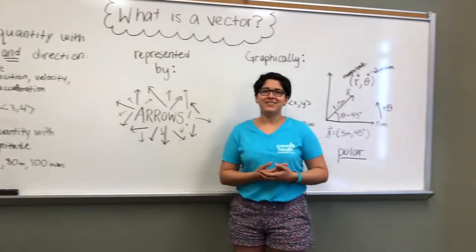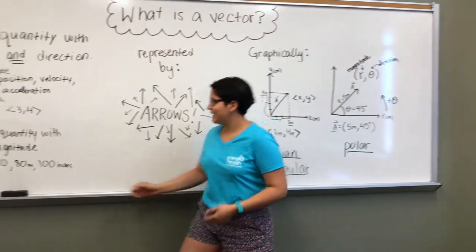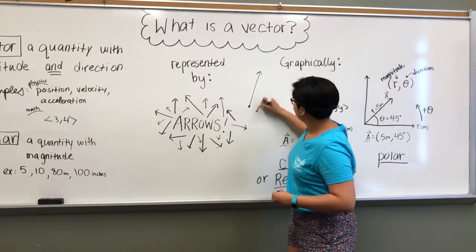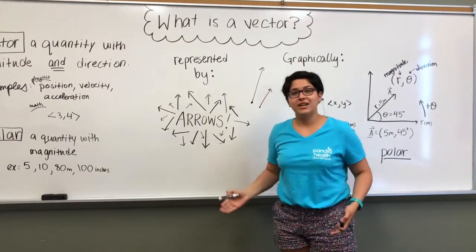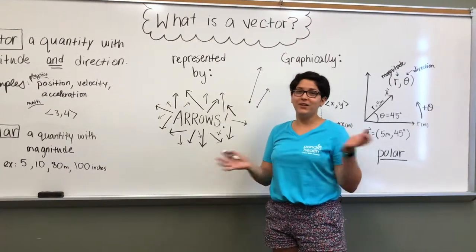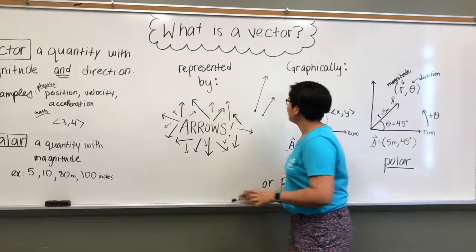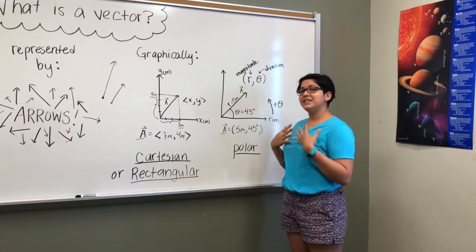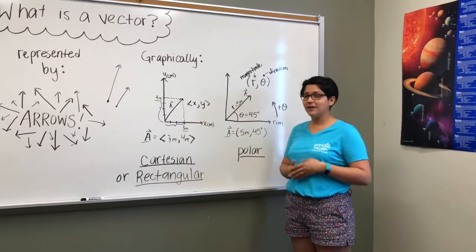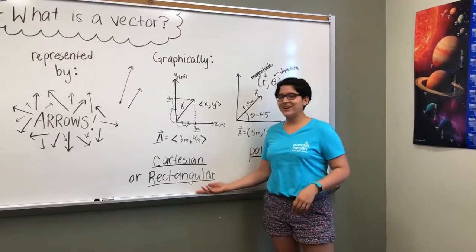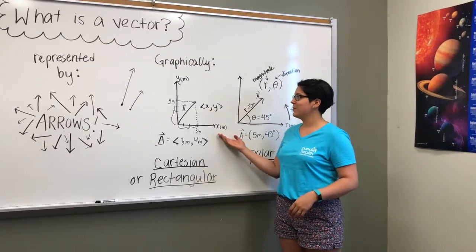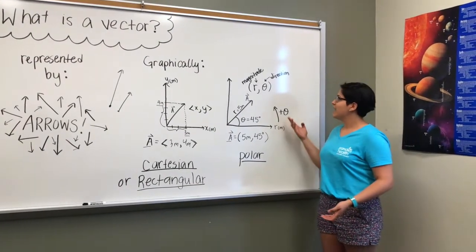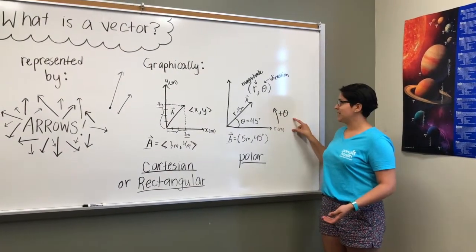We commonly represent a vector using an arrow because we can actually draw an arrow of any length and in any direction. This helps us encompass all of the vectors that are possible. So, if we want to describe a vector, we can do it two ways in two different common coordinate systems. One of them is the Cartesian or rectangular coordinate system, or x and y, and the other one is a polar coordinate system, which is a radius and a theta.